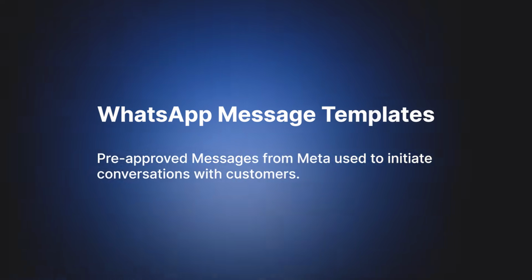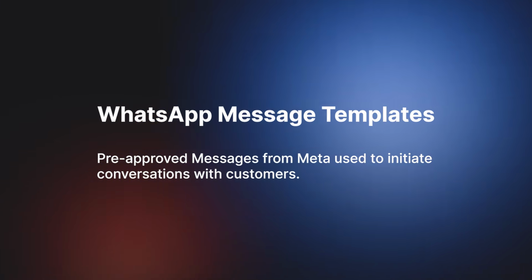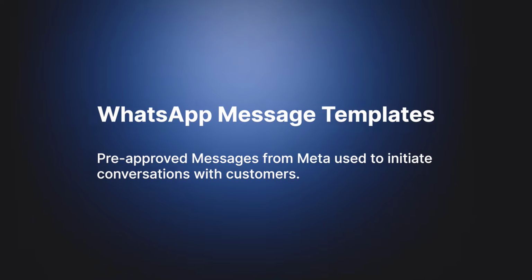To make sense of WhatsApp API message pricing, there are a few key concepts to know. First, it's always free to receive messages from customers. The next concept to understand is message templates. Message templates are pre-approved messages from Meta used to start conversations with customers. They are required to initiate chats, but can also be sent during ongoing conversations.